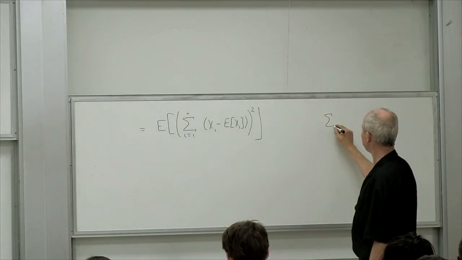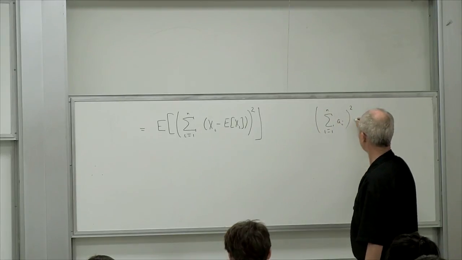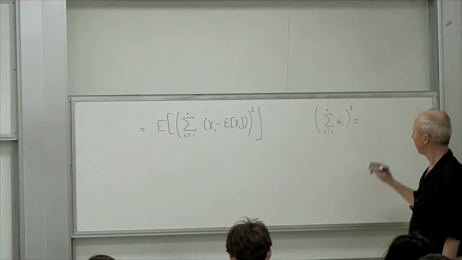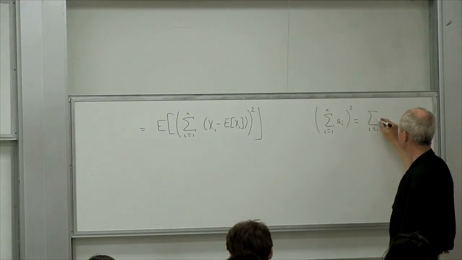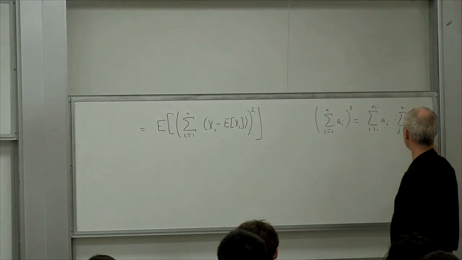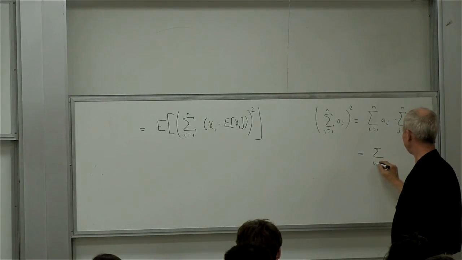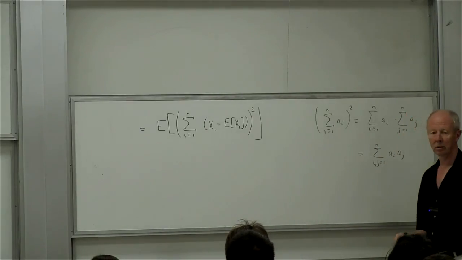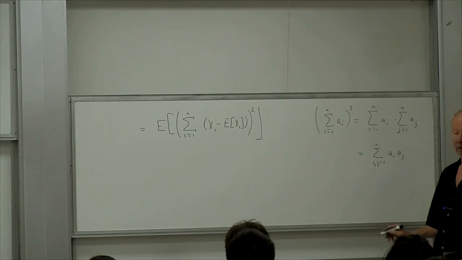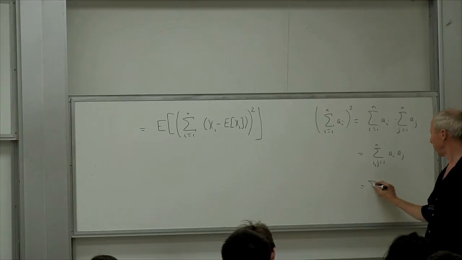Now if I have a sum of numbers, i equal 1 to n, a sub i, and I square it, that's the sum i equal 1 to n of a sub i times the sum j equal 1 to n a sub j. And then what do I have to do? This is the sum i and j going from 1 to n of a_i times a_j. And I look at the diagonal terms, that is where i and j are equal. That would give me the sum i equal 1 to n of a_i squared.